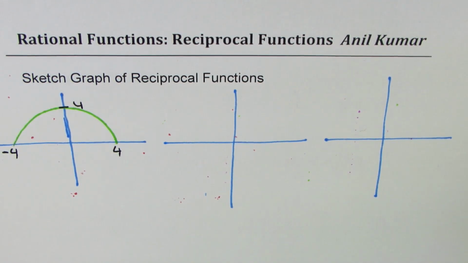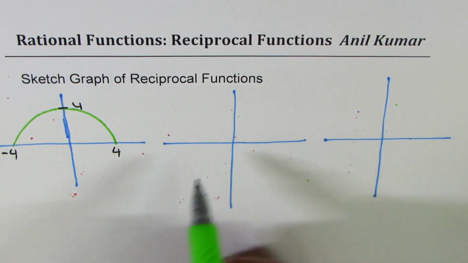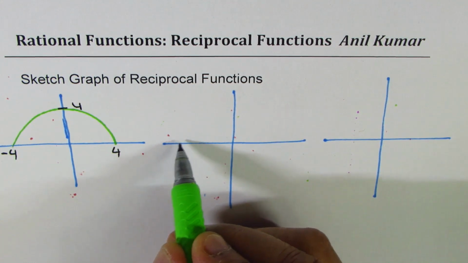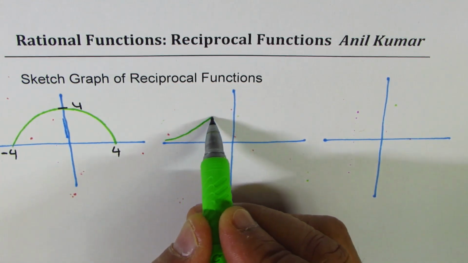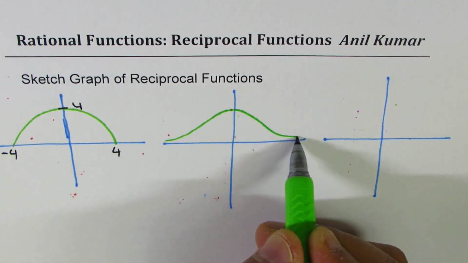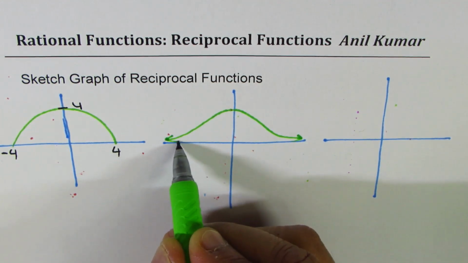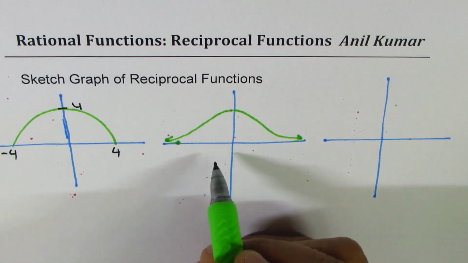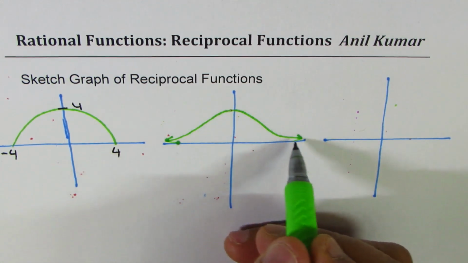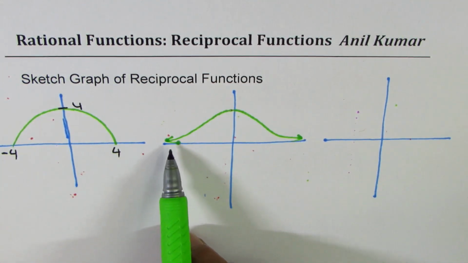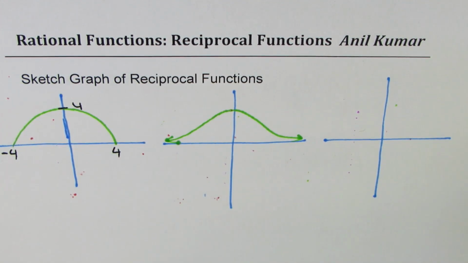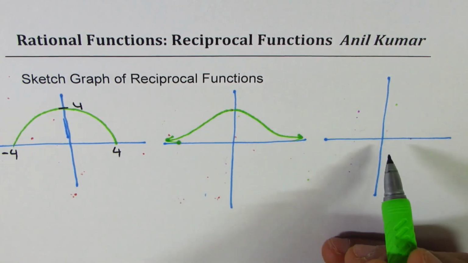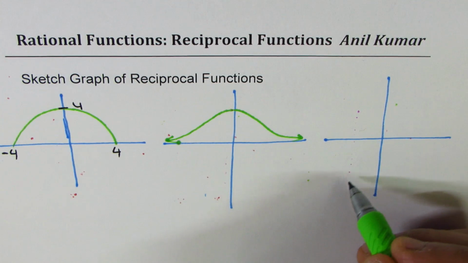Now let me take another very important function, and this time I'll sketch this as the 1 over x square graph, kind of like this. So that is a graph, and you have to sketch the reciprocal of this graph. Is it clear? Okay. The last one here, I want to sketch like this.